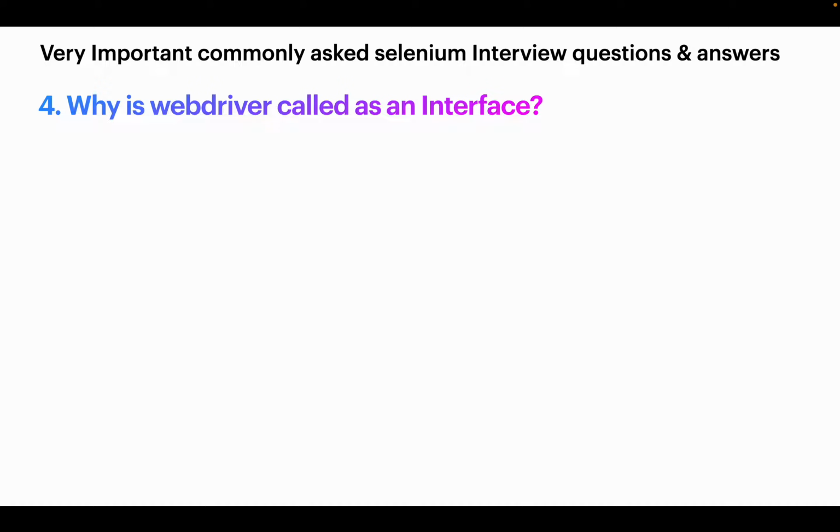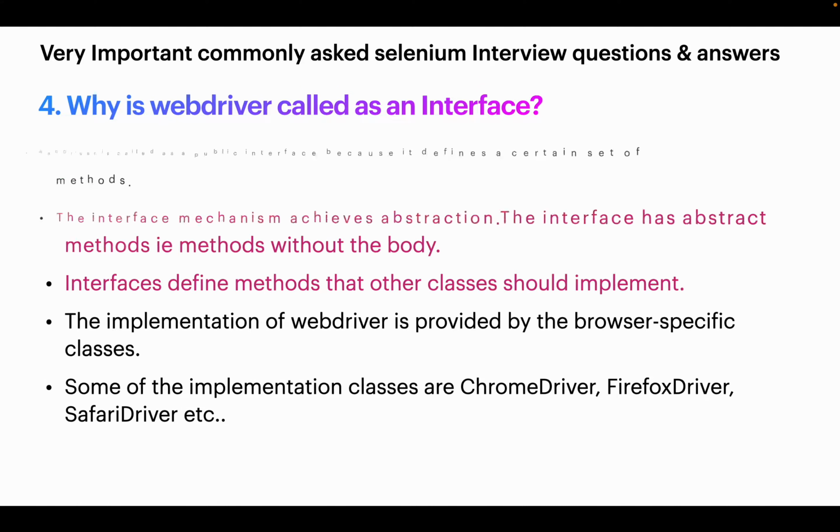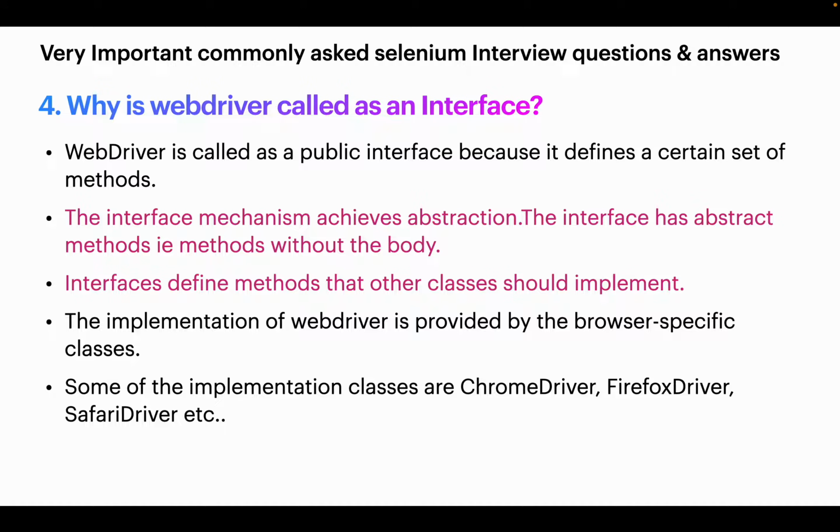This is one important question. Why is WebDriver called an interface? This is also commonly asked in many interviews, or they can ask what interfaces you are aware of in your automation framework. First you need to know what an interface is and why WebDriver is called an interface. An interface basically achieves abstraction. Abstraction means we won't see any code inside the method block, we will just see an empty body. That is what abstraction achieves.